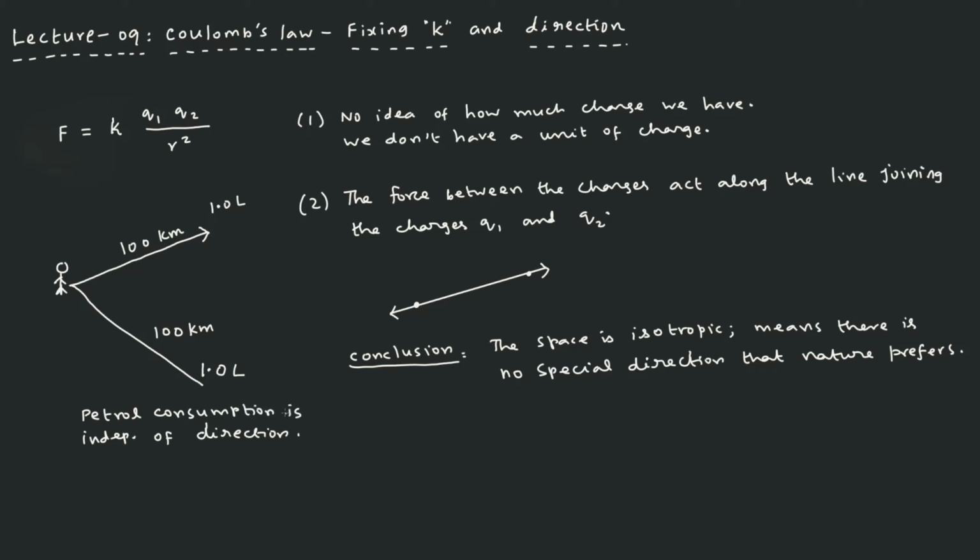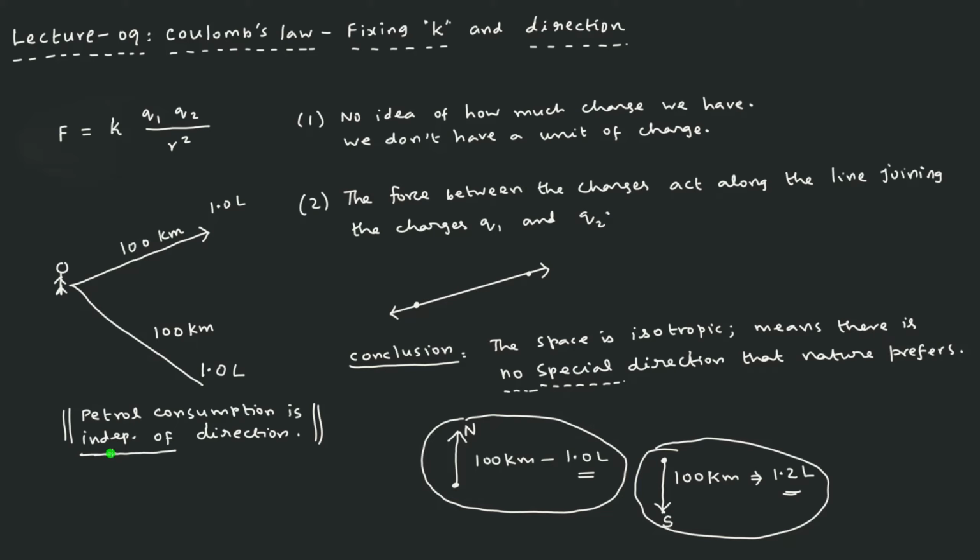Petrol consumption is independent of the direction. That is your conclusion after doing this experiment. In whichever direction you travel, all that matters is only how many kilometers you traveled. So that is a similar situation in this experiment. The force between the charges is acting only along this line. Any other line it doesn't prefer. So we say that nature doesn't prefer a particular direction for the force. The only allowed direction is the line joining them. Therefore this gives the conclusion that space is isotropic in nature in this particular case.